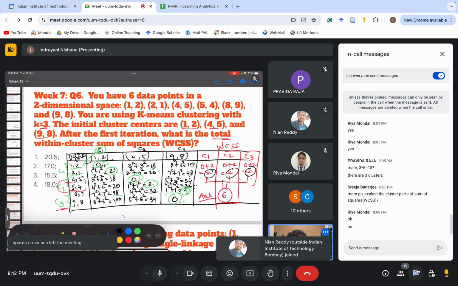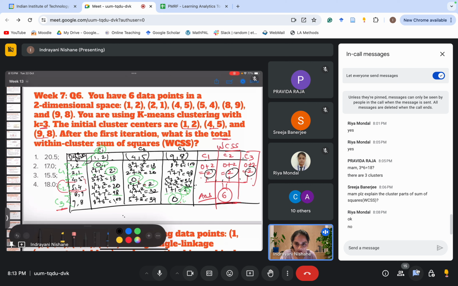The distance of 1, 2 from 1, 2 is 0. 1, 2 from 4, 5 is 3 square plus 3 square. This is how we populated this entire table. Coming to the next step, how to assign the clusters: cluster assignment happens based on the nearest centroid. For these 2 data points, the nearest centroid was C1, because the sum of squares is 2 and 0, while here it is 18, 20, 198. These centroids are very far from 1, 2 and 2, 1, so these points get assigned to cluster 1.